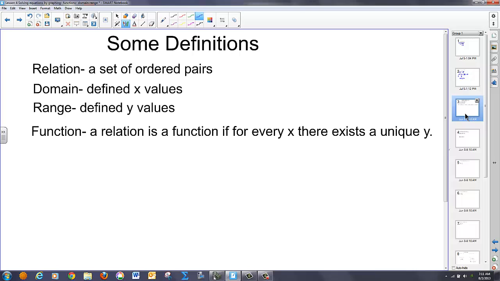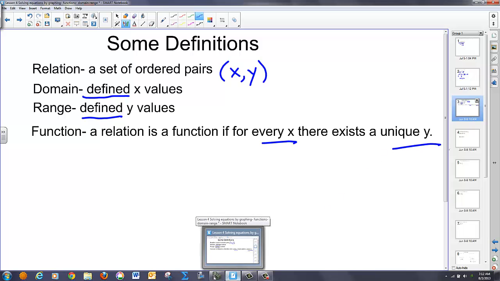So we've got some definitions for you. First of all is a relation. Relation is basically a set of ordered pairs. Ordered pairs are basically x and y coordinates. The domain is all the defined values of x's. And when we talk about defined, any x value that makes the equation make sense. Defined y values are given as the range. And if we want to talk about a relation being a function, it is a relation such that for every x there's a unique y.